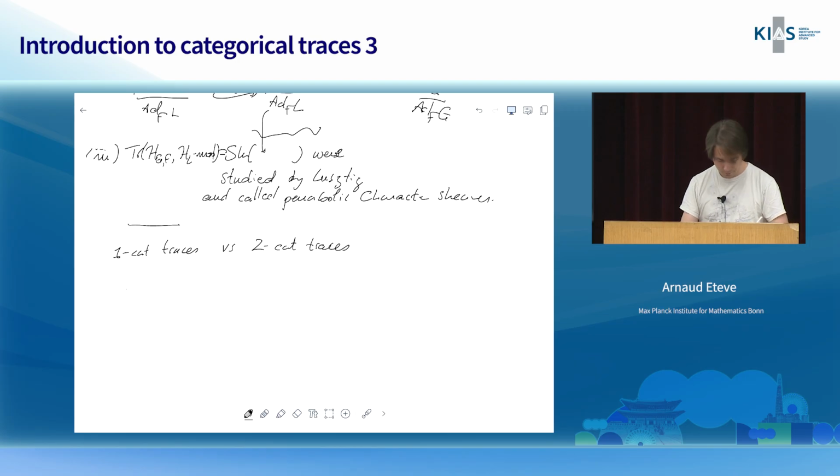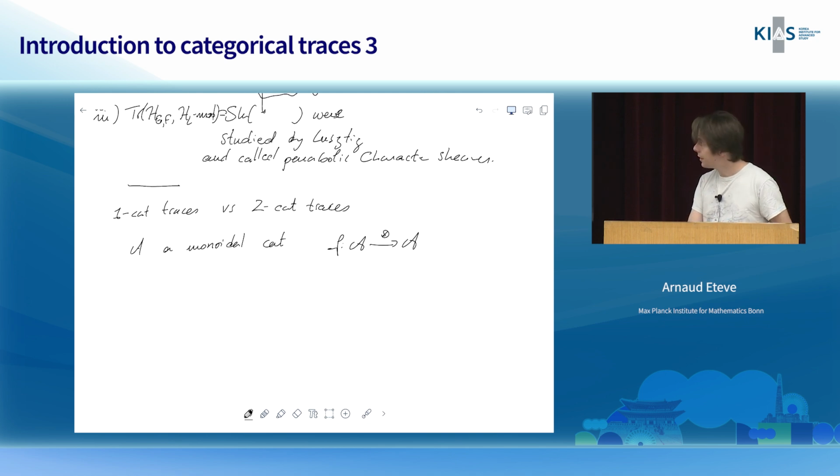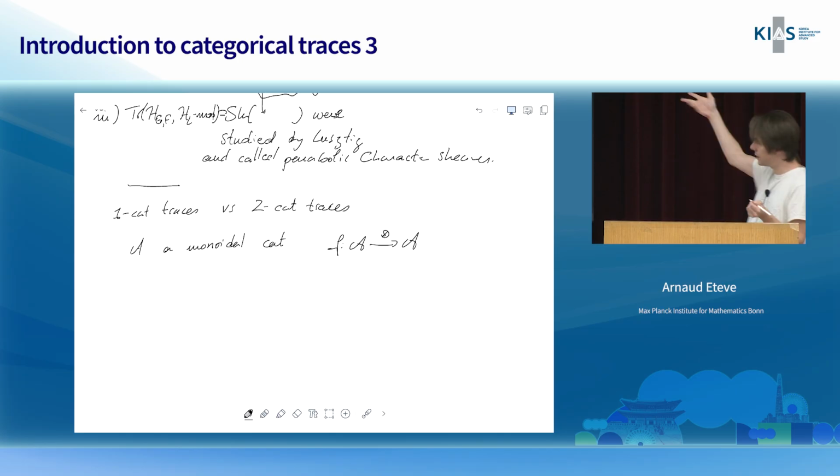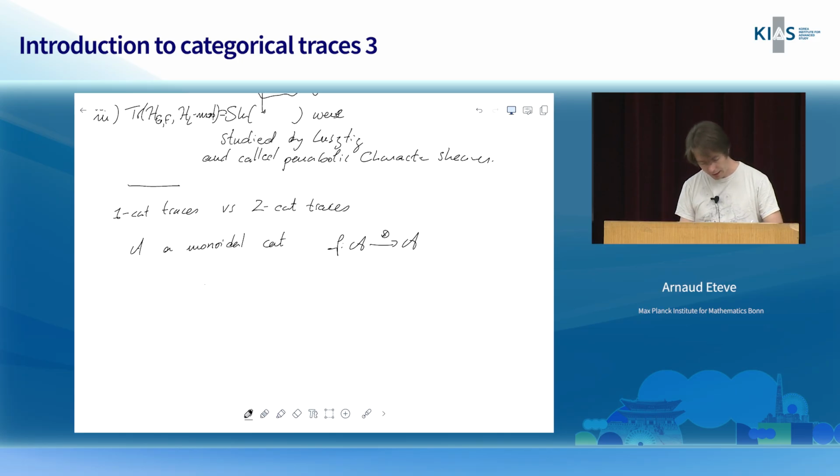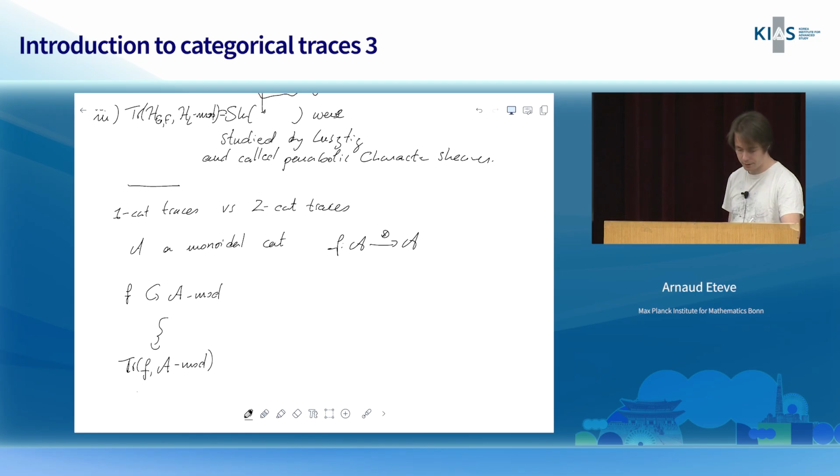So here's the setup. We have a monoidal category A together with a tensor endomorphism F. Then we can do two things, and these are the two things we've really been looking at so far. We can either take A mod, which is now a two-category with an endomorphism induced by F, and take the trace of F on A mod. And that object is a category.